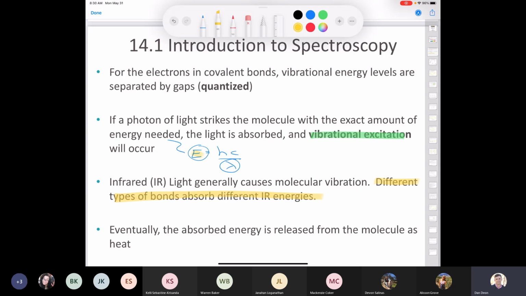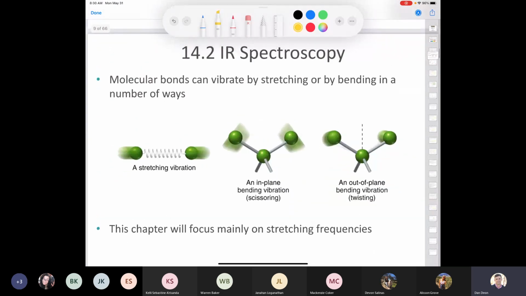So we could make a plot of the absorbance of the energy versus the wavelengths, right? And just by looking at the type of energy that's absorbed, we can tell a little bit of information about that bond. So the energy that gets absorbed eventually gets released as heat into the atmosphere.